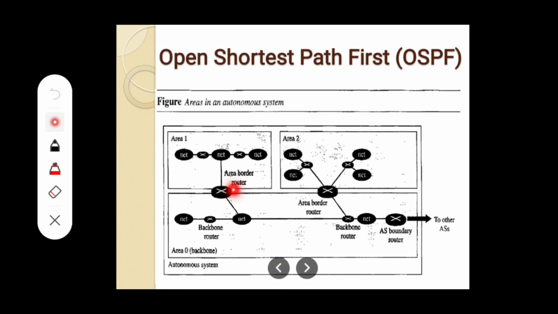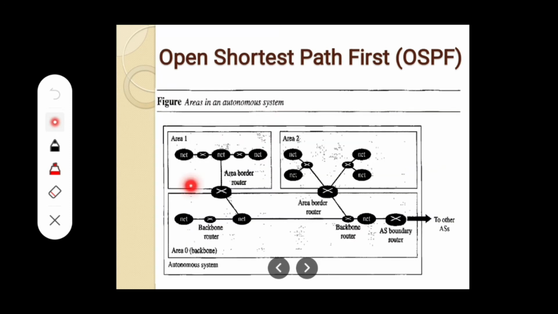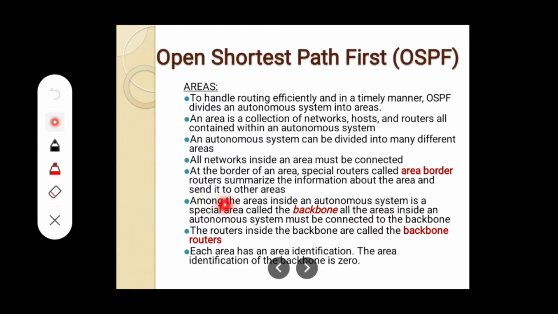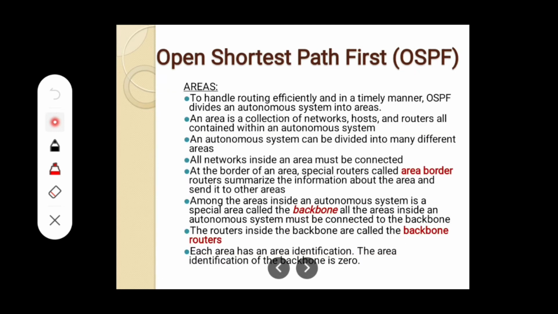Okay, we are having a special router called area border router. It is present at the border of each area. Then among the areas inside the autonomous system, there is a special area called backbone area. This is area 0. All the areas inside the autonomous system must be connected to this backbone.